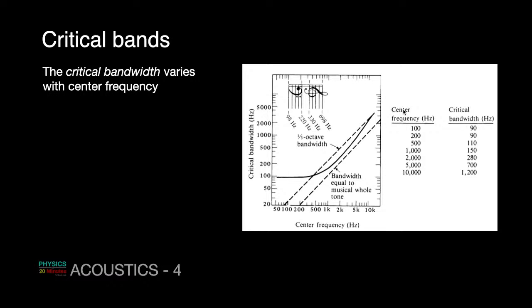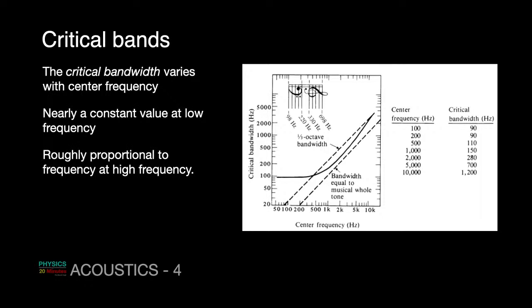Again, I'm reminding you that these data are statistical averages performed over a large number of people. You can try this by experimentation at home, and you may find some results which are close to it. It's nearly constant at low frequency, and roughly proportional to frequency at high frequency. So here it's a straight line, and bandwidths vary. As I said, there are fluctuations depending on what experiment you are performing.